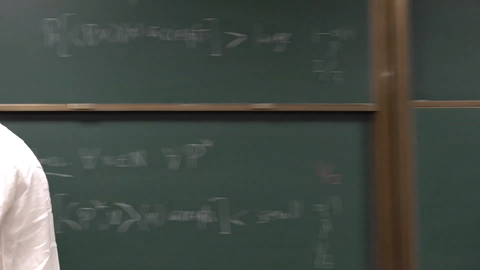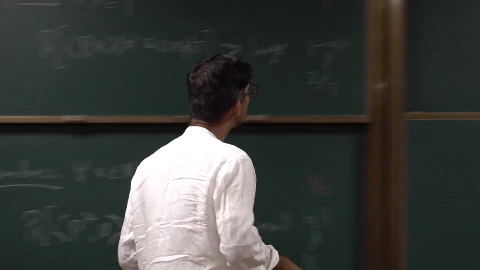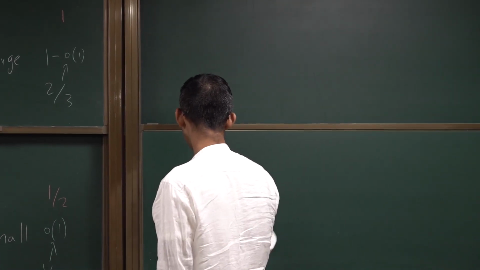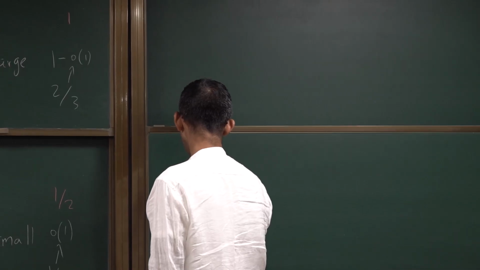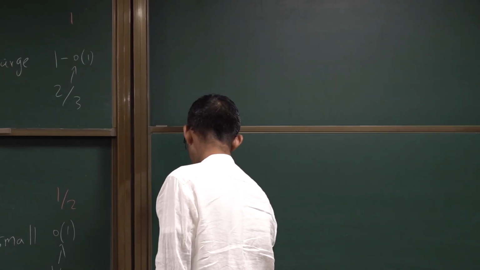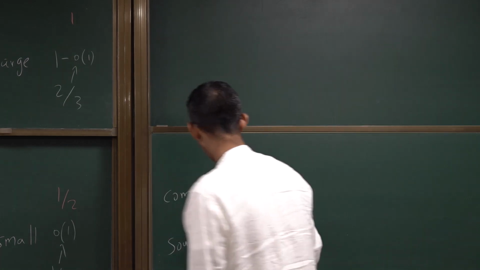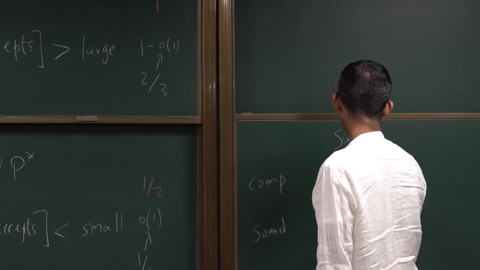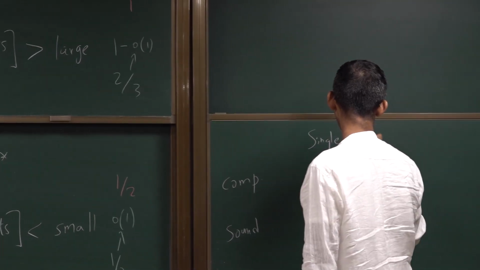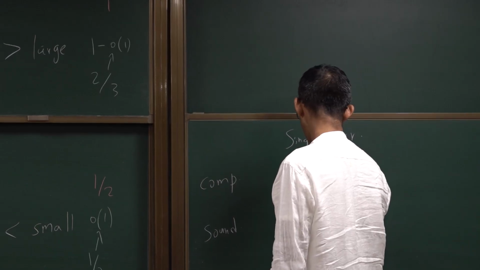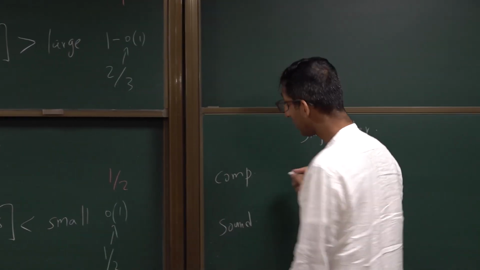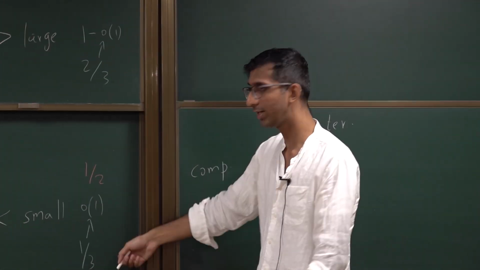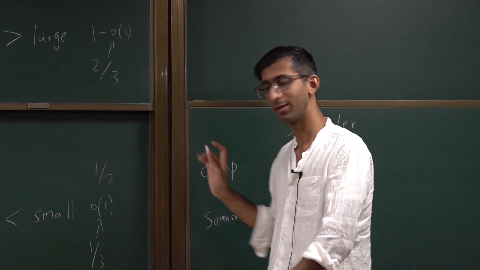Let me write it here. So you have your completeness and soundness probabilities, completeness and soundness parameters. If you have a single iteration, if you start with any constant, as long as you have any sort of separation between these two, you can do this.